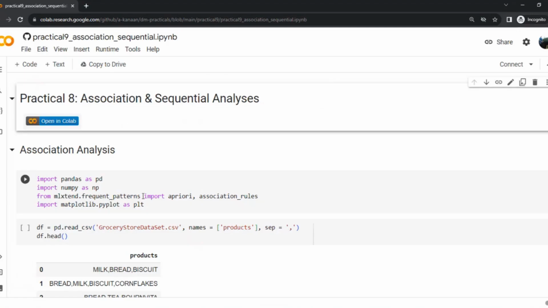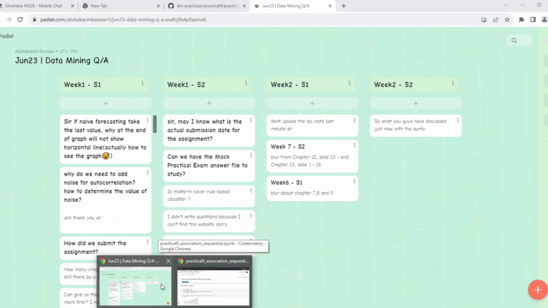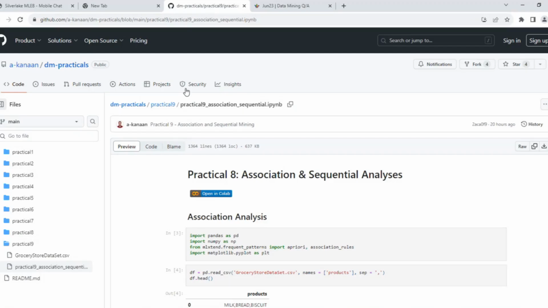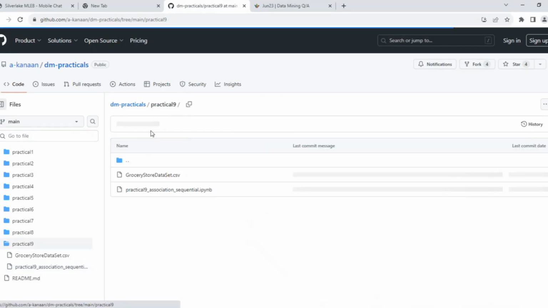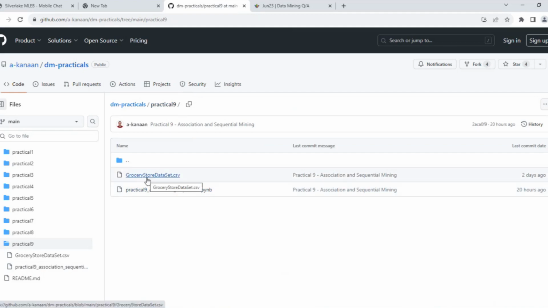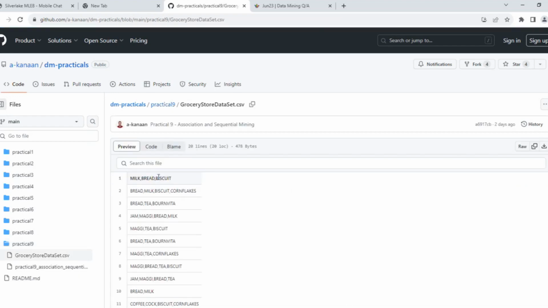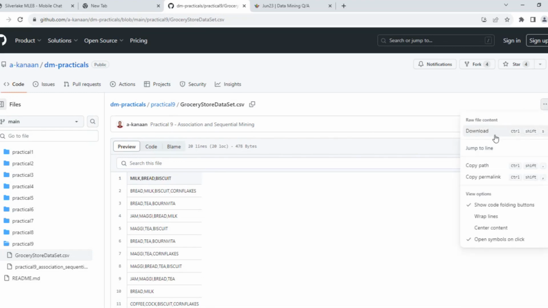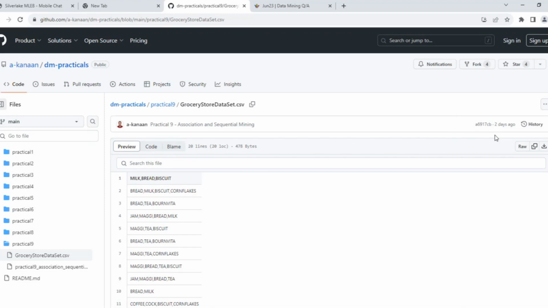In this example, in order to run this code, you need the data set inside the GitHub. So go back to the GitHub. There's a file inside the Practical 9 folder, the grocery store data set. You know how to download? If not, click first on the CSV file, and then there's a 3-dot button. Click it and then choose download. Then the file is going to be on our local machine.